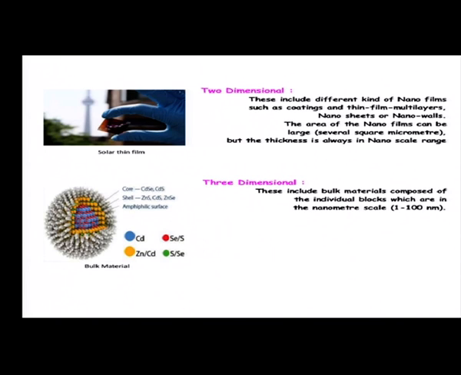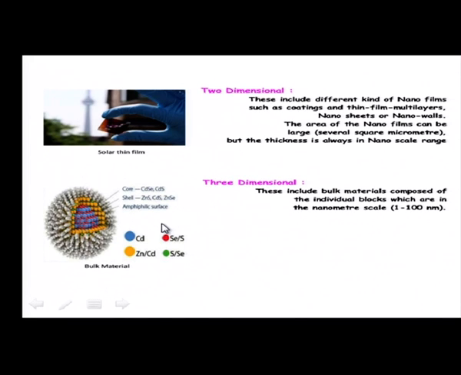The other important thing you should remember is that the area of the nanofilms can be large, in the sense that it may be several square micrometers in extent, but the thickness is always in the nanoscale range. And this is the bulk material.